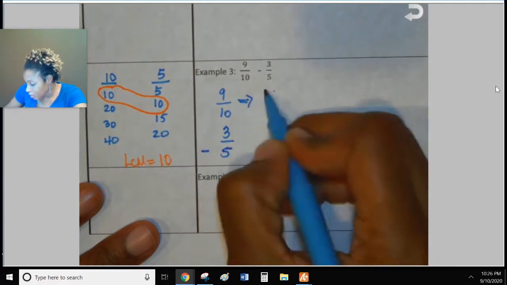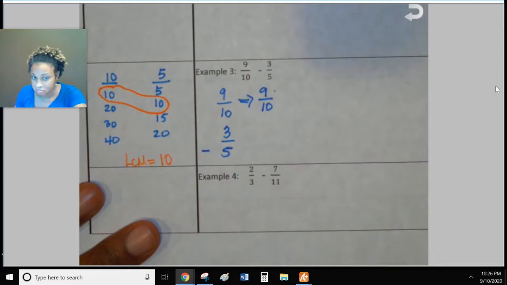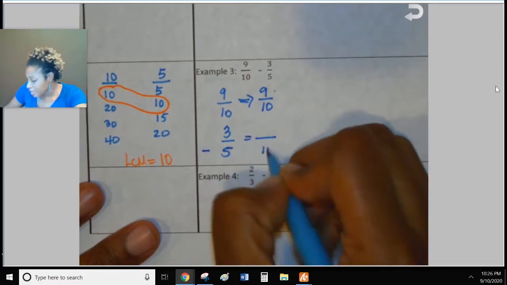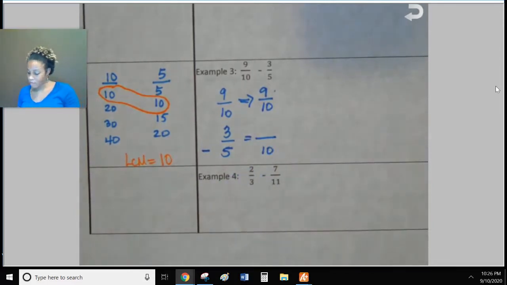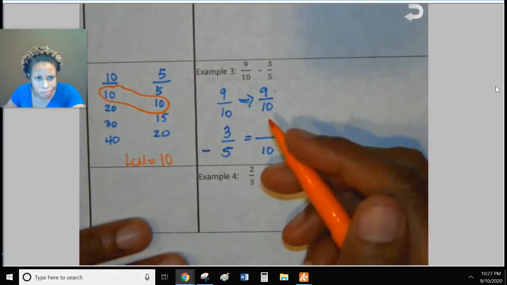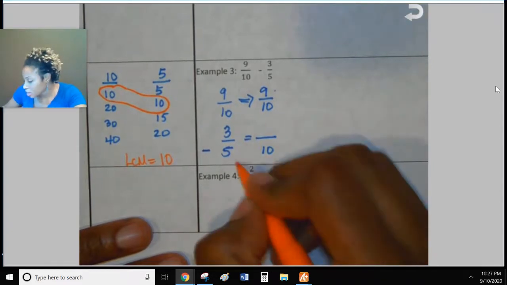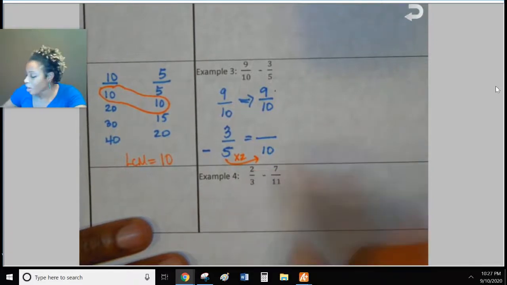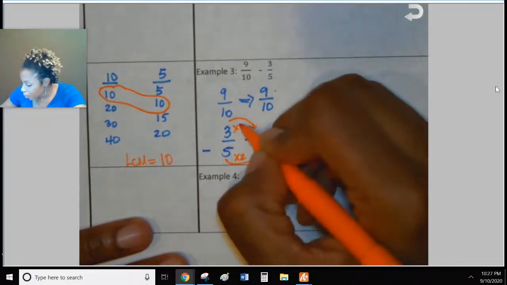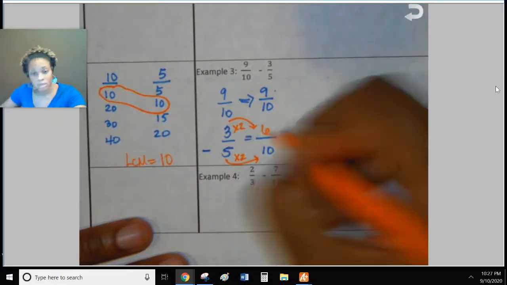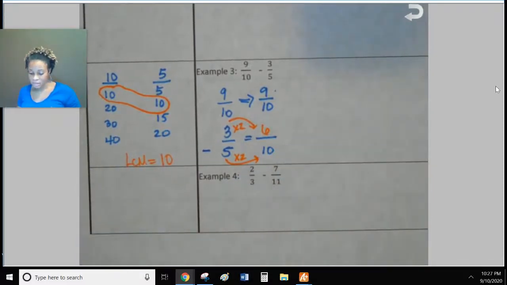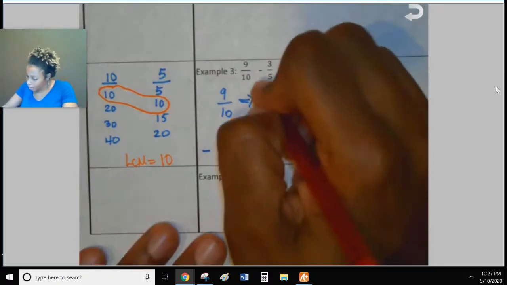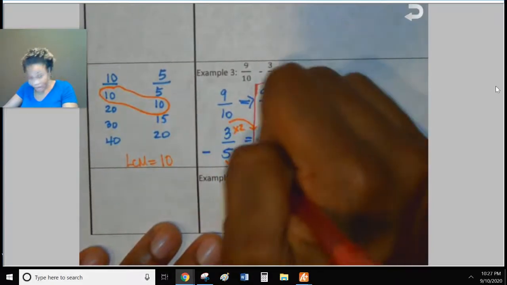9/10. It's already 10. I'm just going to bring that straight over. 3/5. I need to multiply something to get the 5 to be a 10. What do I multiply times 5 to get 10? Yeah, 2, right? Times 2. Whatever I multiply the denominator by, I also do the same to the numerator. 3 times 2 is 6. We want to keep balanced. So here's my new problem with my new equivalent fraction.